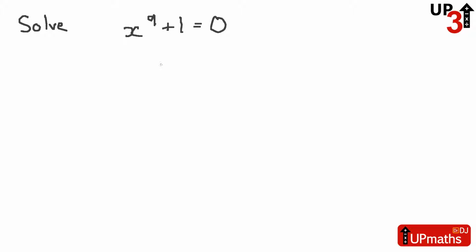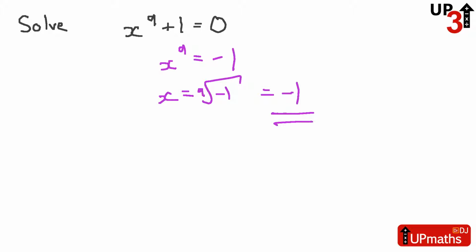Okay, you might have struggled with this for a bit. I remember the first time I saw this a long time ago, I struggled with it. That means x to the 9 equals minus 1. So that means that x equals the 9th root of minus 1, which is just minus 1, because minus 1 times minus 1 times minus 1 9 times makes minus 1. That's it.